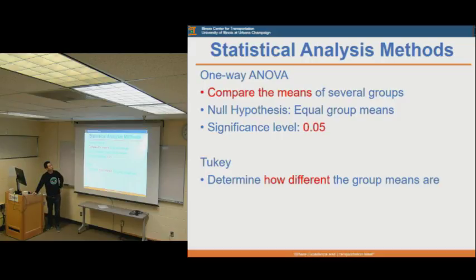Now I'll move to the statistical analysis part for this project. 2 statistical analysis methods were implemented in this project. The first one is the one-way ANOVA. We want to compare the means of several groups, and the null hypothesis of this one-way ANOVA test is equal group means. A 5% significance level was used in this test. And the Tukey test, which I also refer to as a t-test, can help us determine how different the group means are.